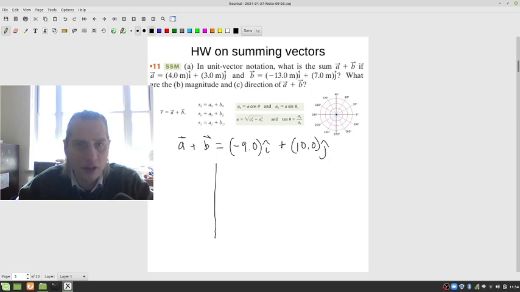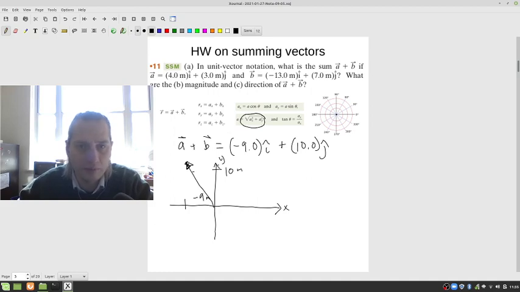Okay, so if I draw that out, here's your x direction, there's your y direction. That's going to be minus 9 over here, so 9 behind the origin in the x direction, and then plus 10j, 10 meters there, 9 meters there, and there's our final vector.